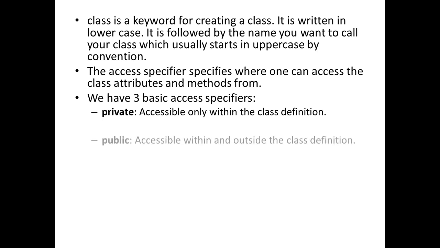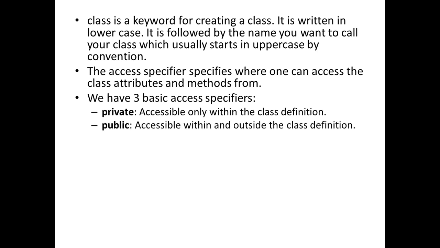When you declare an attribute or a method as private, that attribute can only be accessed from within that class definition. Then you can declare an attribute or a method to be public, and that's just the opposite of private, meaning that you can access that attribute or method from within and outside the class.